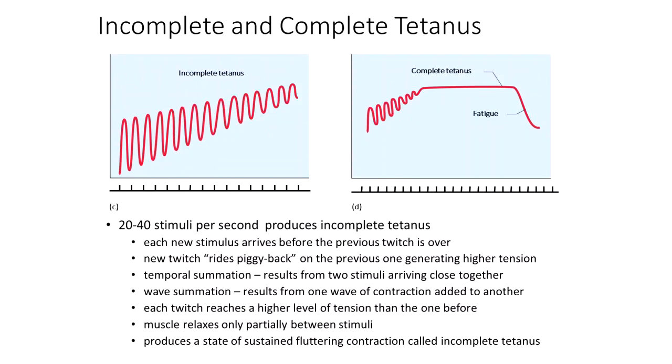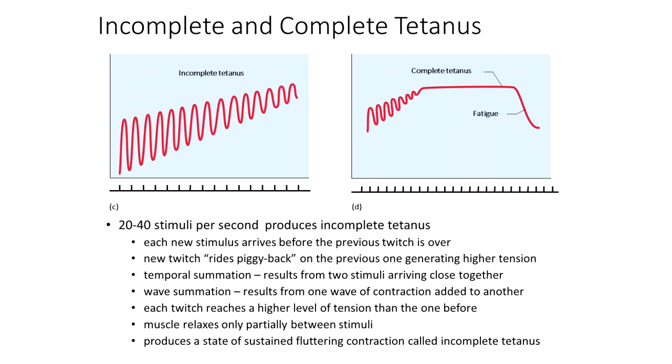There is also what's called incomplete and complete tetanus. Incomplete tetanus we usually see with 20 to 40 stimuli per second, and this means that each new stimulus arrives before the previous twitch is over. The new twitch rides or piggybacks on the previous one, generating a higher tension.